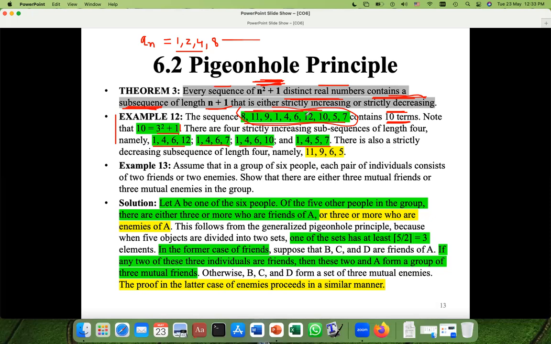1, 4, 6, 12. 1, 4, 6, 7. 1, 4, 6, 10. So we extracted these subsequences from here, and the terms in those subsequences are in strictly increasing order. Similarly, we have the sequence 11, 9, 6, 5 from this bigger sequence, but this subsequence has strictly decreasing order. The length of this subsequence is 4, and here also we have 4.